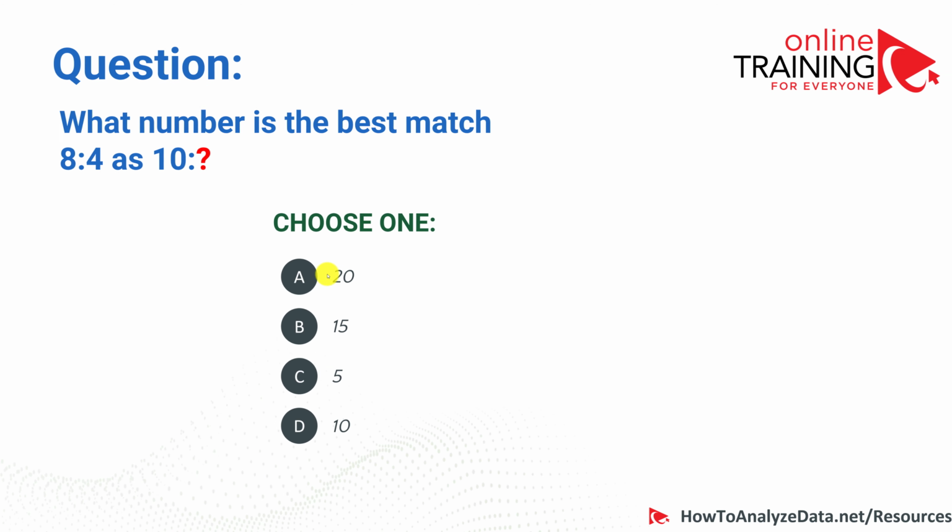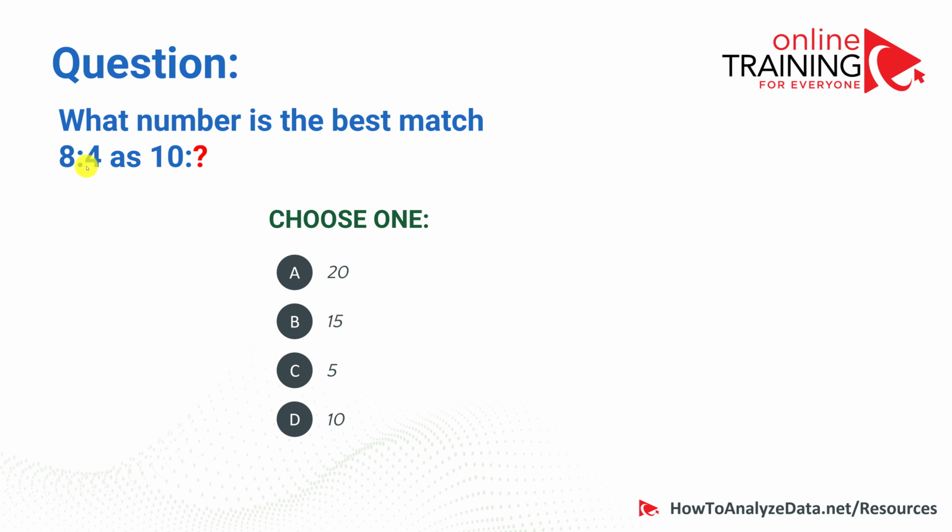The best answer here is: 4 is half of 8, so the question mark would be half of 10. In that case, half of 10 is 5. So that's the number you should choose. Now, the tricky part of this question: some people may mistakenly select 20, which would be double of 10. So make sure you recognize this and don't make this mistake. Hopefully you've got this one right.